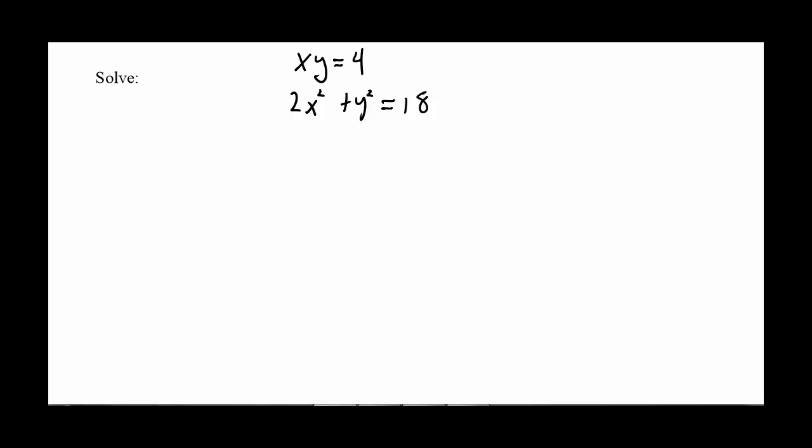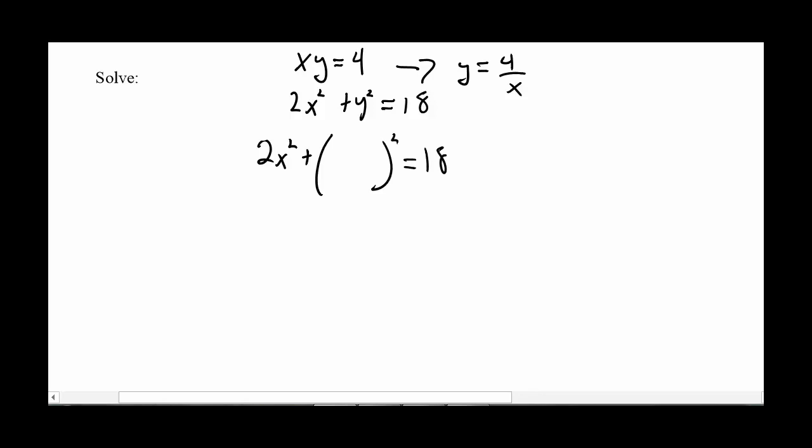What I'm going to do is rewrite that xy term so that I can use substitution. So I'm going to rewrite that as y equals 4 over x. Okay, and then I'm going to replace that into the second equation. So 2x squared plus, and this I'm going to square, so 4 over x. So that's 2x squared plus 16 over x squared equals 18.